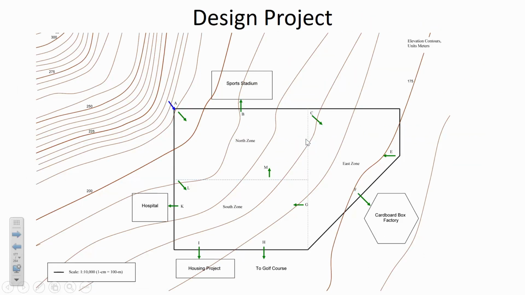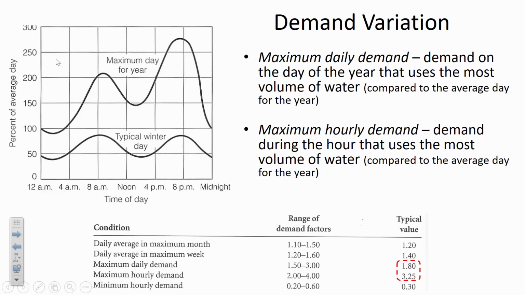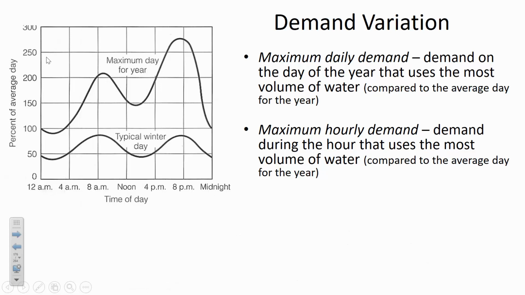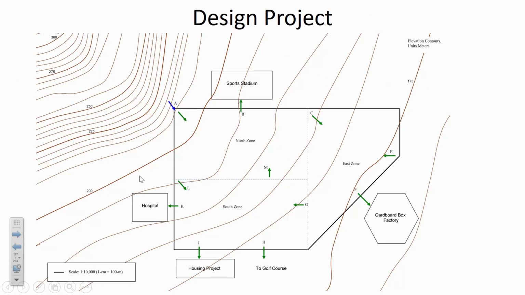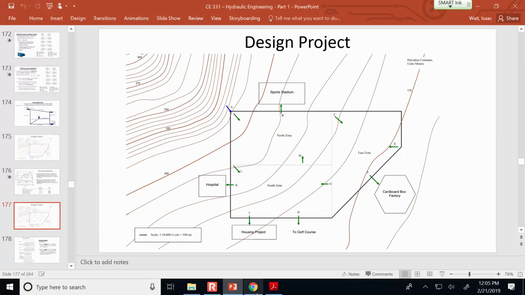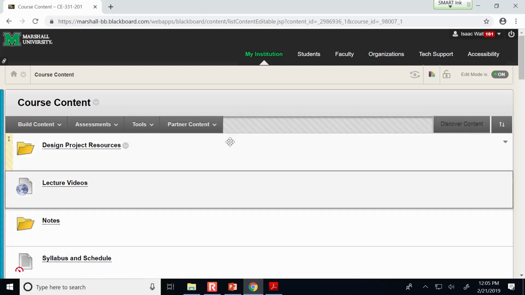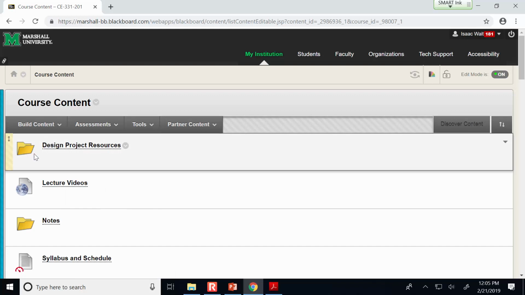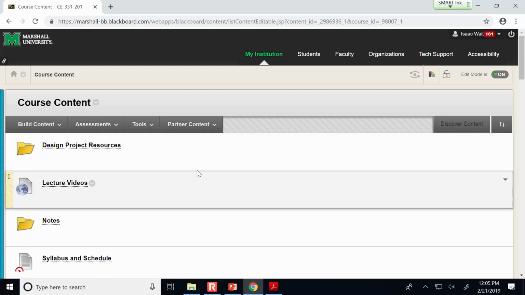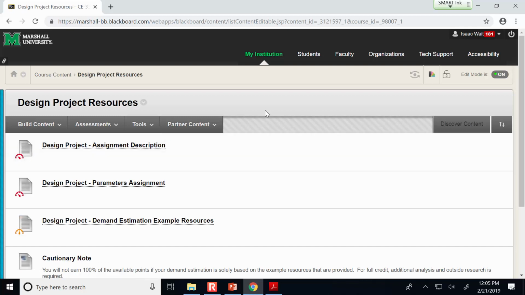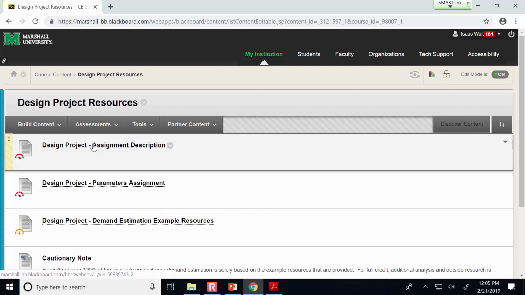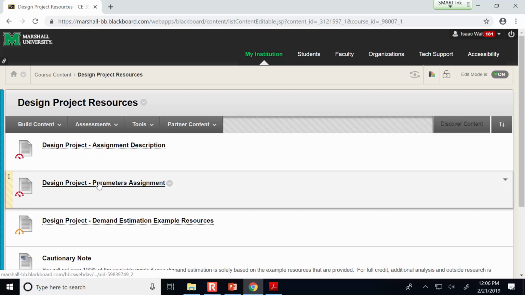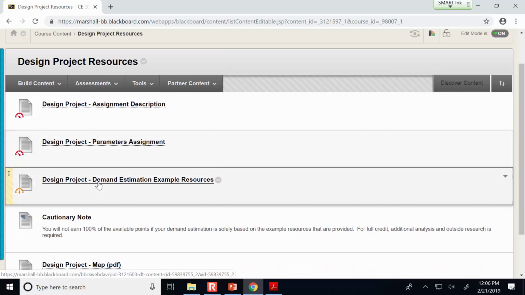So one aspect of this project is looking at how the demand varies over the course of a day and thinking about, well, how much water do they require in a hospital? And just as an illustration of what kind of data is out there, I'm now on the course page for our course. There's a new folder called Design Project Resources. It's at the top of our list. If you click on it, it's going to have the assignment description I've just handed out, in case you forget what your parameters are.